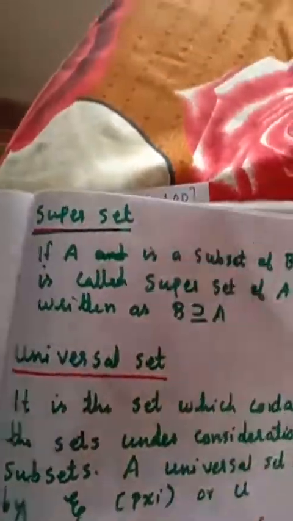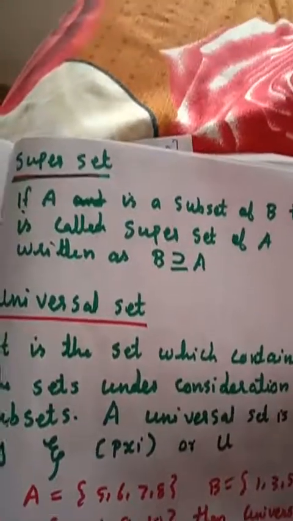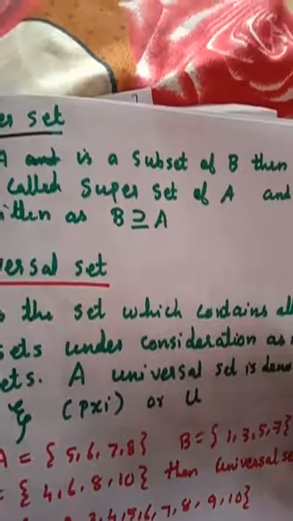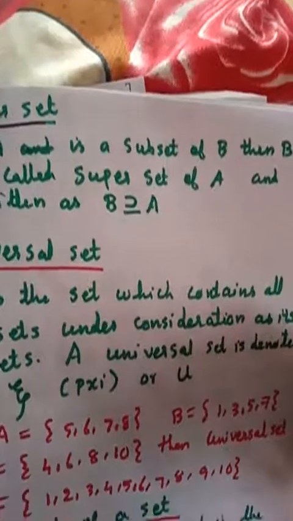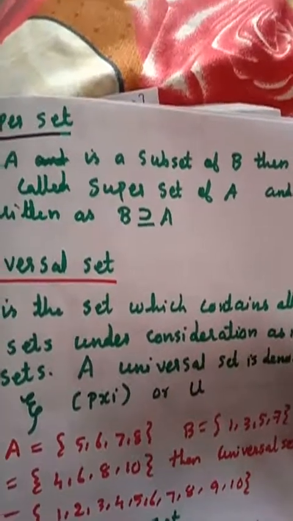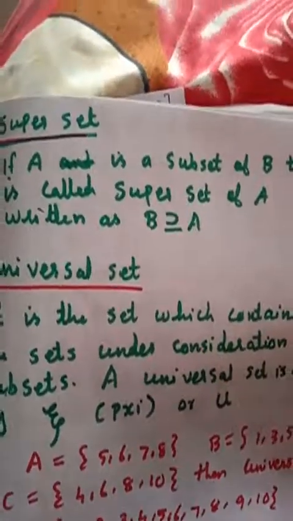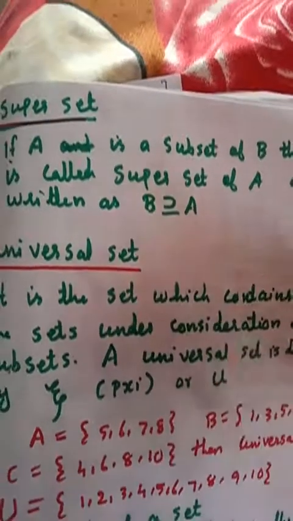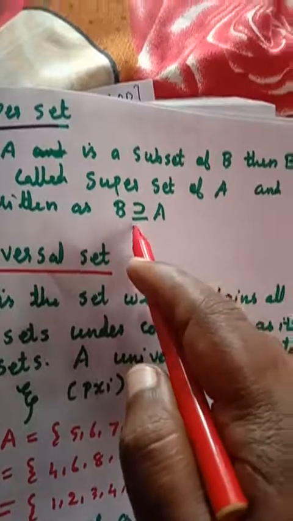Next one is superset. What do you mean by superset? If A is a subset of B, then B is called a superset of A. Already we know what a subset is. A is a subset of B. Then B is called superset of A because B contains all the elements which are present in A. And this is written as B superset of A. This is the notation for superset.